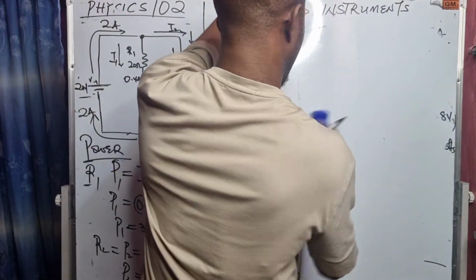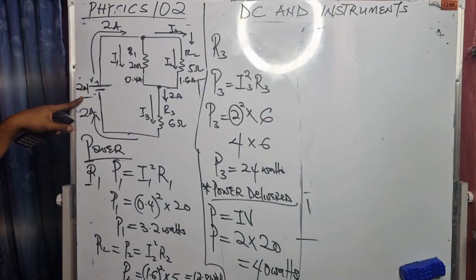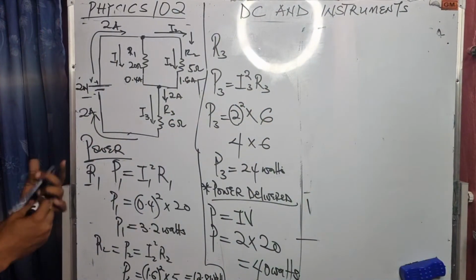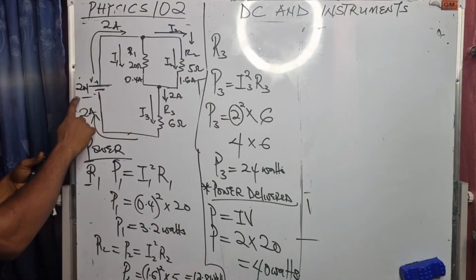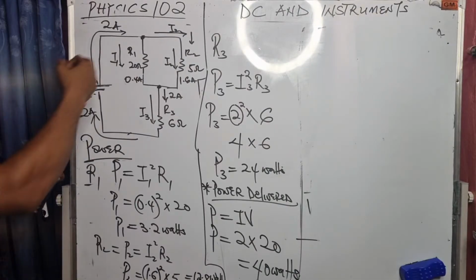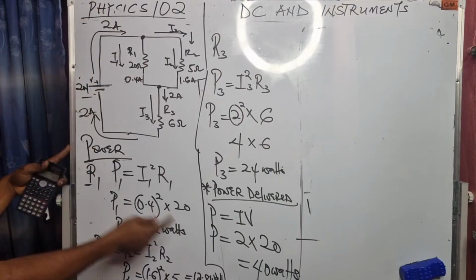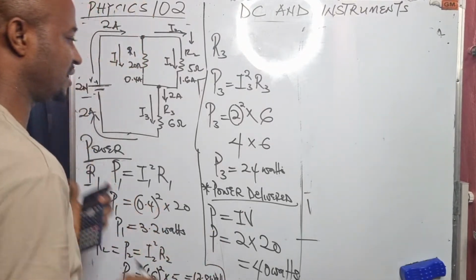Alternatively, another way we can find the power delivered by the battery. When I say the battery, that means I'll multiply the current that flows from the battery times the potential difference, or the voltage of the battery. The current that flows is 2 times 20, from the formula P equals IV, right?